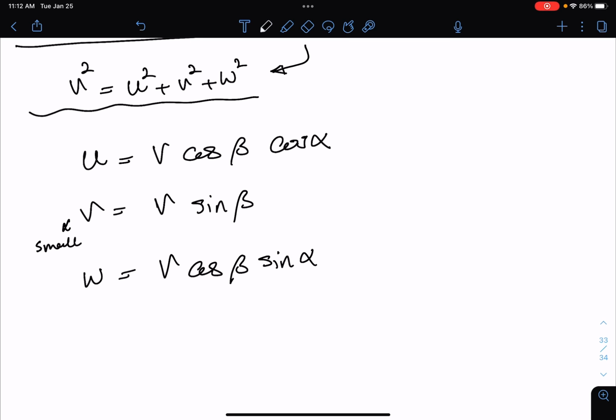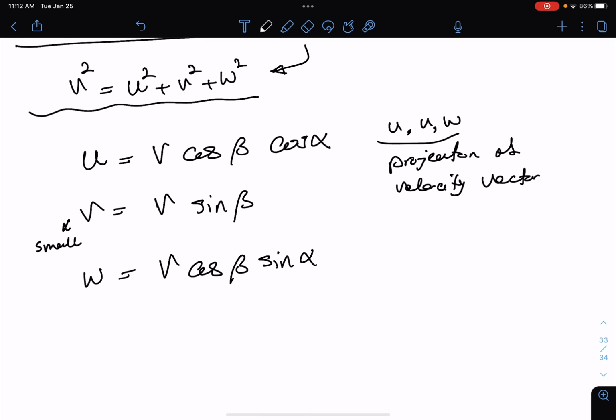And again, these U, V, and W are your projections of the velocity vector on xb, yb, zb. So your body axes, the directions of the body. These are the velocity components. That's how we define them.